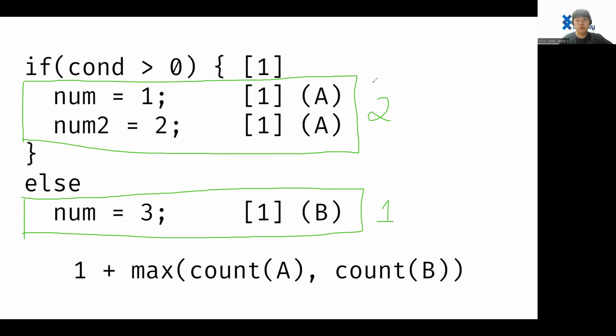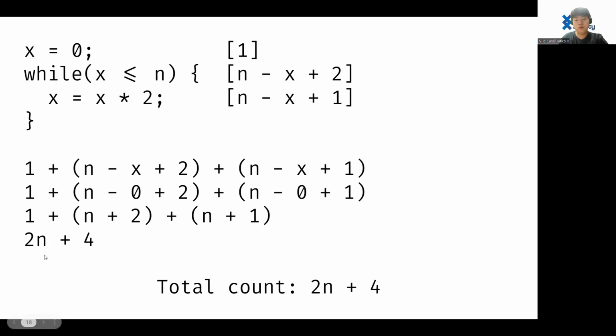And then you just have to do the same thing like the one we did in this while loop. We just have to plug in the value of x and then simplify it. So it's going to be 1 plus n plus 2 plus n plus 1. So the answer is 2n plus 4. The reason behind this is n plus n, that's 2n. And then 1 plus 2 plus 1, that's 4. And the total count is 2n plus 4.